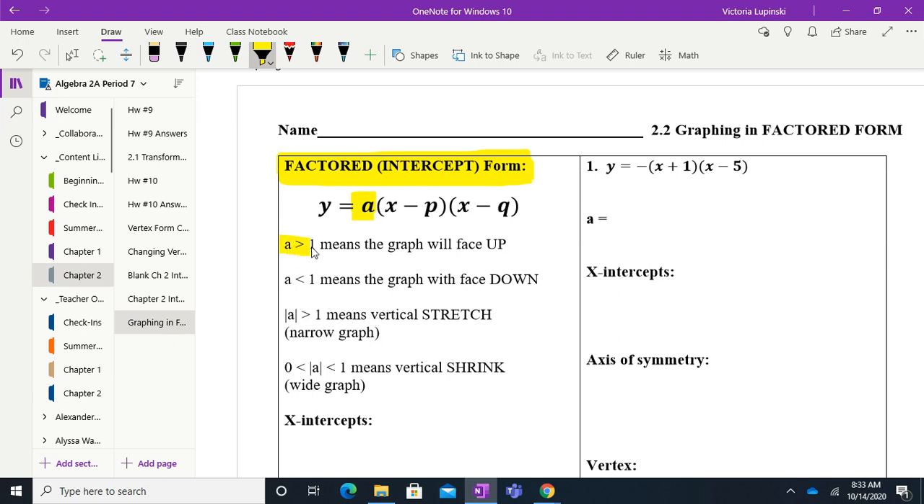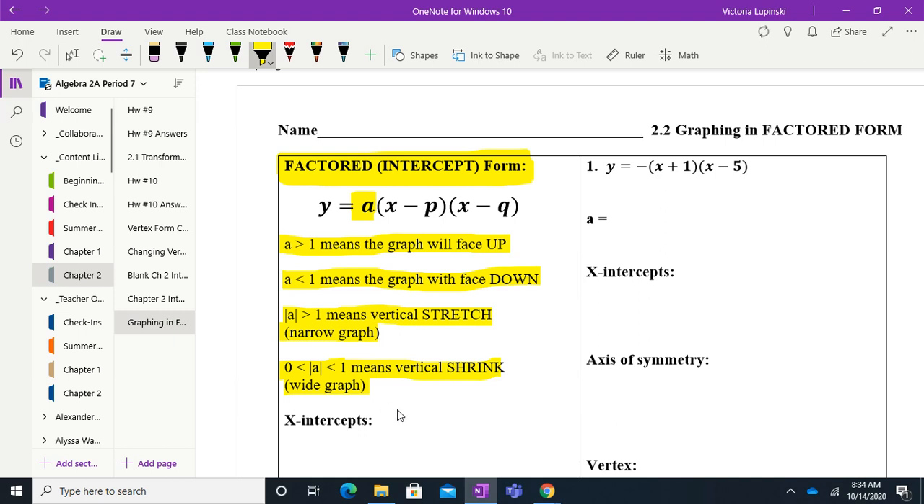If the A is greater than 1, which of course means it's positive, it means that the graph will face up. If A is less than 1, which means it's negative, that still means that the graph will face down. If the absolute value of A is greater than 1, so something like 2, 3, 100, that means that there is going to be a vertical stretch. The way you would describe that in plain language is that the graph would be narrower than normal. If the absolute value of A is between 0 and 1, meaning it's a fraction, something like a half, a third, or a fourth, that means a vertical shrink. And again, in plain language, that means that there would be a wide graph.